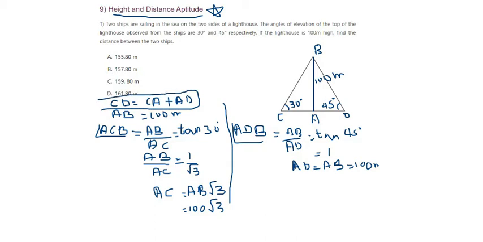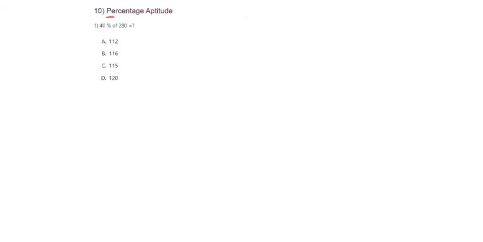Okay, so now if you apply this, CD equal to, because we want to find the distance between the two ships, which is over here CD. So your CD, we got the answer for AC, which is 100 root 3, and we also got the answer for AD, which is 100 meters. So if you add them, you get 273.2 meters.